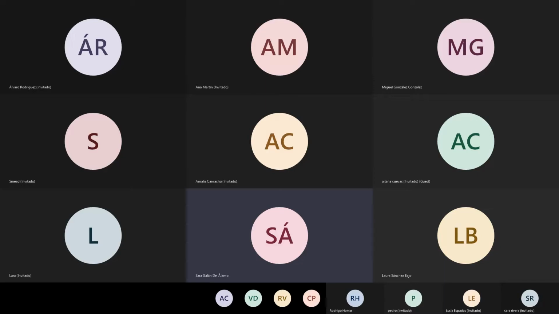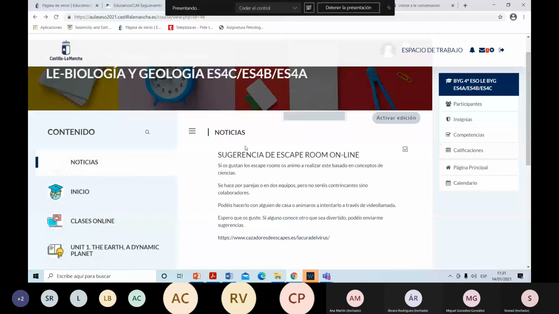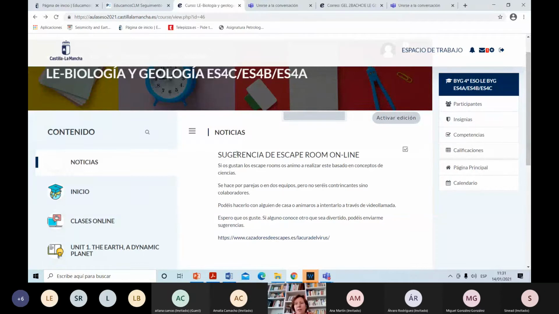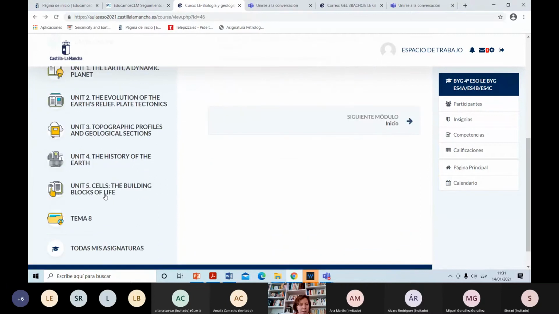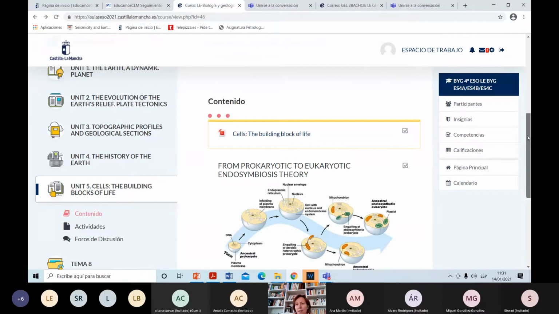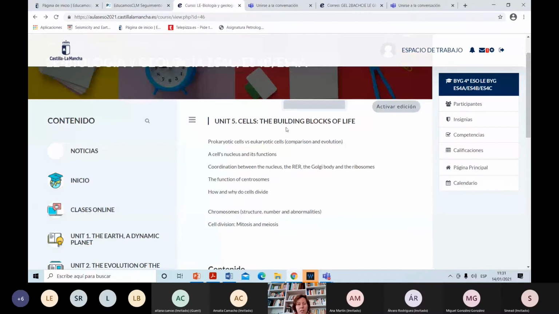I'll share my screen so you can see everything. What you've got there right now is your virtual class. I guess everybody is familiar with that. And you've got here this unit that is the beginning of biology, which is the unit that we were working with these days. Cells, the building block of life.